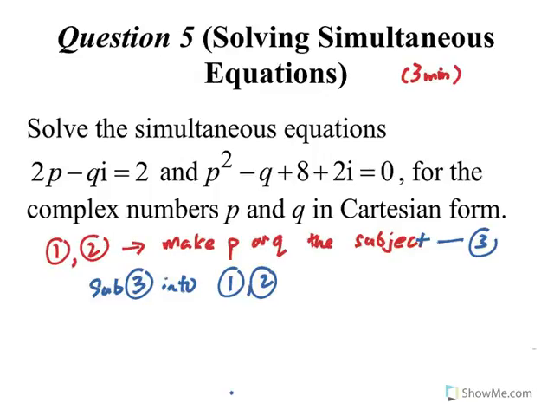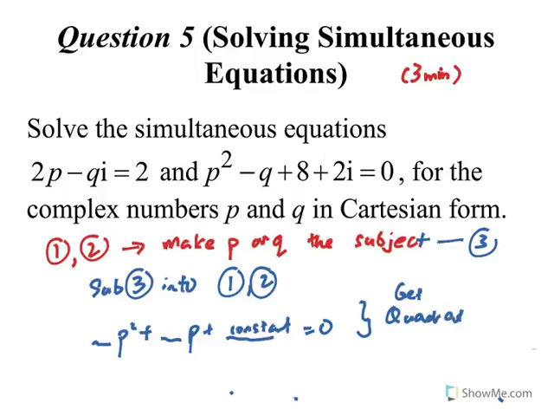Let's say you end up with something like P squared, plus P, plus a constant, equals 0. You get a quadratic equation, and you try to solve it using the quadratic formula or whatever method you prefer. This one is not difficult, just treat it as a simultaneous equation. Make one of them the subject; this is non-linear simultaneous. Substitute into the other one, you get a quadratic equation. Then you just solve. Quickly, 1 minute to try.